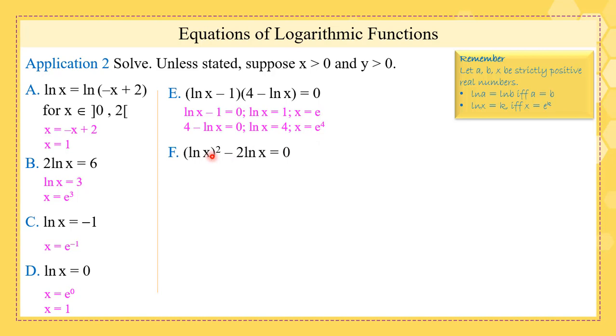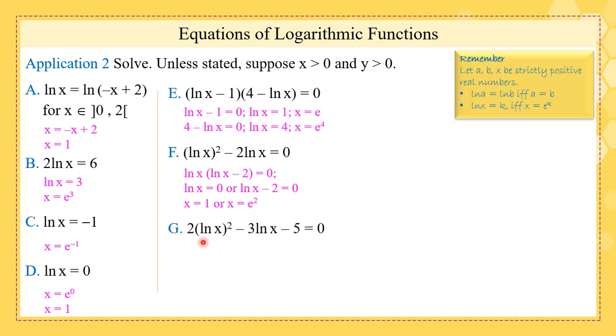Well, ln x quantity squared minus 2 ln x is 0. If we take ln x as a common factor, we get ln x times ln x minus 2 is 0. So ln x is 0 or ln x minus 2 is 0. The first one leads to x equals 1 and the second leads to x equals e squared.